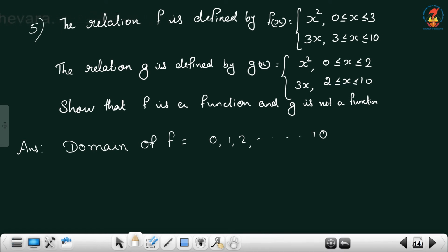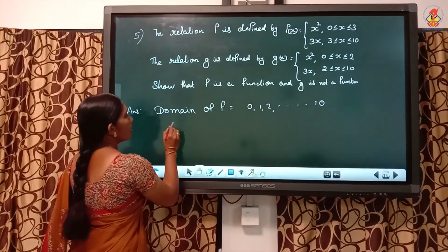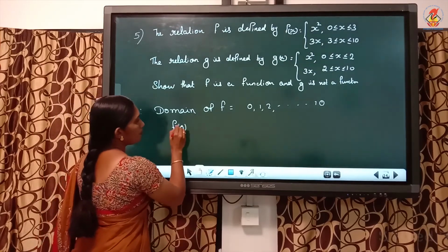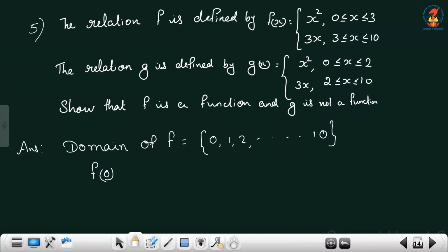Now what is the range? We can find the range. So for that you have to give the values. What is f of 0? 0 means you have to give here x square, that is 0 square, that is equal to 0. Now what is f of 1? 1 square, that is equal to 1. F of 2, 2 square, that is 4. F of 3, 3 square equal to 9.